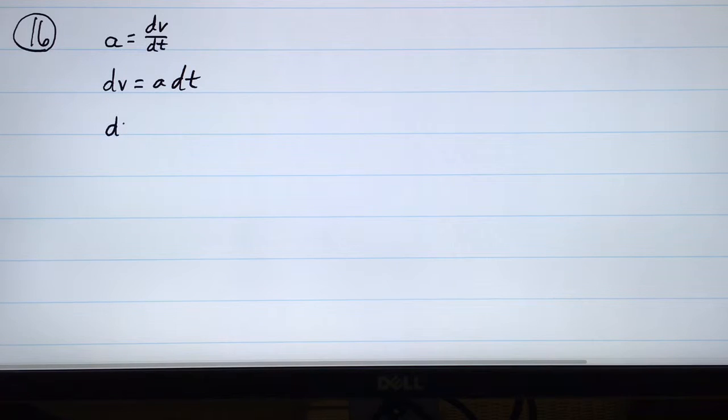Okay, now for what we have in the case of number 16. Again, we have a is equal to dv over dt. And separating the differentials, and given that a is going to be the reciprocal of the square root of t plus 4, we're going to have dv is equal to 1 over the square root of t plus 4 dt, and integrating over both sides.